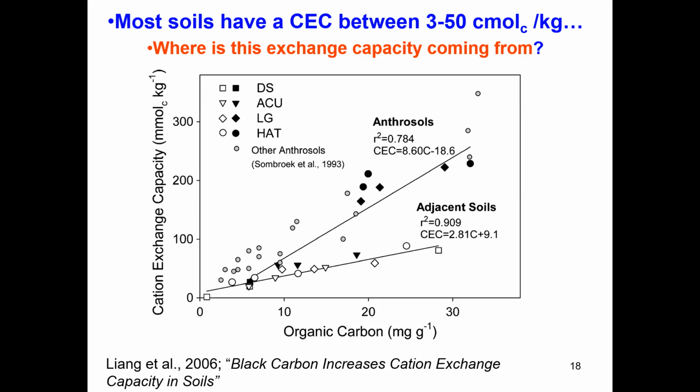So have you guys heard of the Amazonian black earths or the terra preta? What is the terra preta? I saw some nods. Yeah, exactly. So the terra preta is an extremely fertile soil in the tropics. These are ordinarily oxisols. It should be some of the worst soils on the planet.